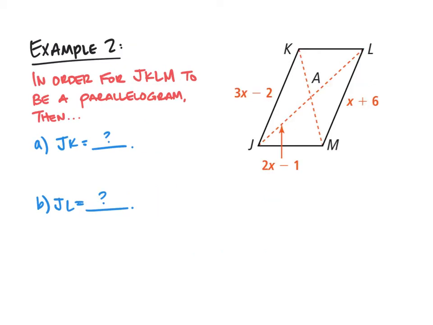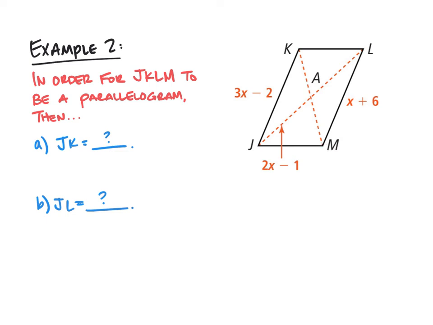In the second example here, it says in order for JKLM to be a parallelogram, what does the length of JK have to be, and what does the length of JL have to be? Now this one's a little bit trickier. We know that in order for it to be a parallelogram, the opposite sides have to be congruent. So in this picture, the 3x minus 2, which is representing JK's length, would have to be equal to the x plus 6, which is LM's length.